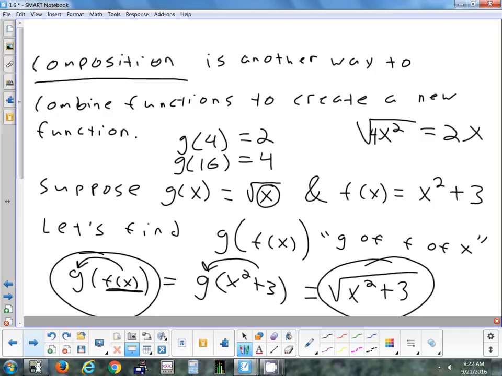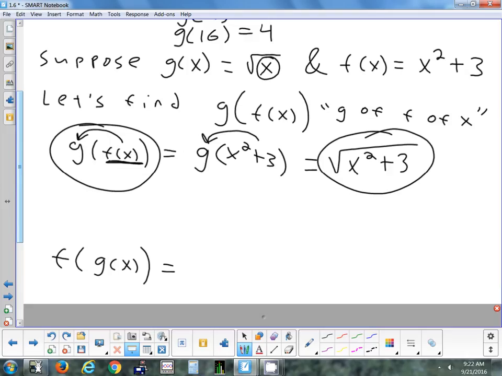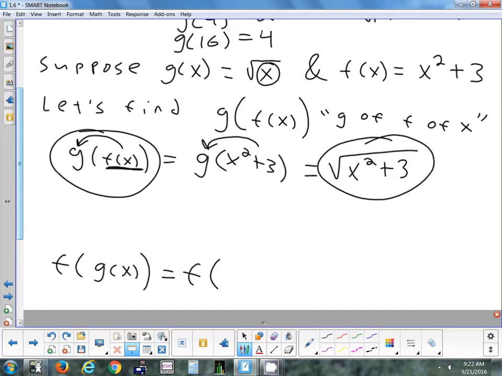What we just did there, that was composition. You plugged one function into the other. So if we can find g of f, we can also find f of g. I'm just going to reverse it. Okay, so Hannah, I'm going to take function g and plug it into f. Can you just remind me what function g is? The square root of x. Yeah, g of x is the square root of x. So now take this and plug it into function f.